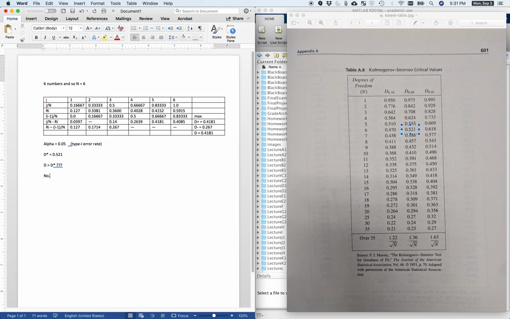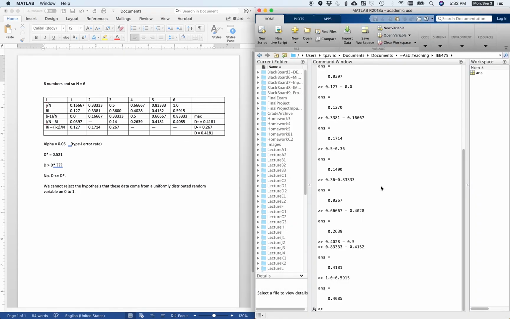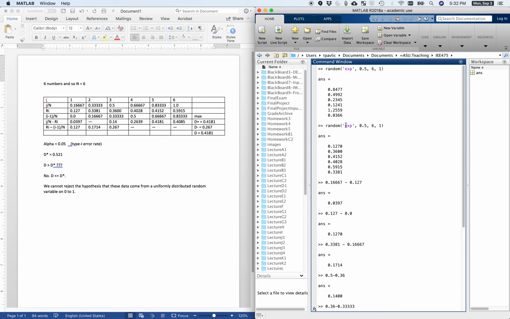And in this case, no. The test statistic is not. So my test statistic is less than my critical value. And so in that case, we cannot reject the hypothesis that these data are uniformly distributed, or that these data come from a uniformly distributed random variable on 0 to 1. And you might think that's funny, because I know if I look up here, these were generated from an exponential.